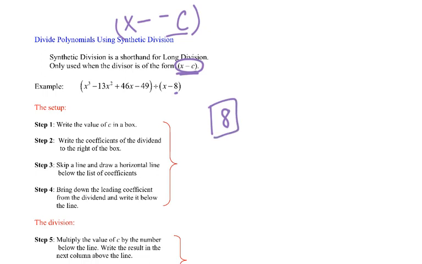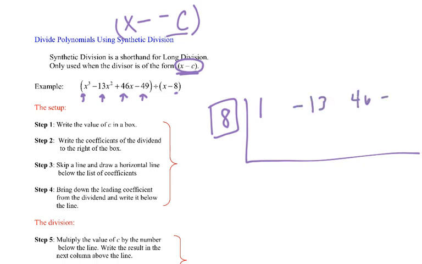We're going to write the coefficients of the dividend to the right of the box. So the coefficients of all of these terms on our dividend, we're going to write to the right of the box. I actually like to write it like this. And I would write a 1 because the x cubed has a coefficient of 1, negative 13, 46, negative 49. Okay, skip a line and draw a horizontal line below the list of coefficients, which is what I essentially did right here with this little upside down box.